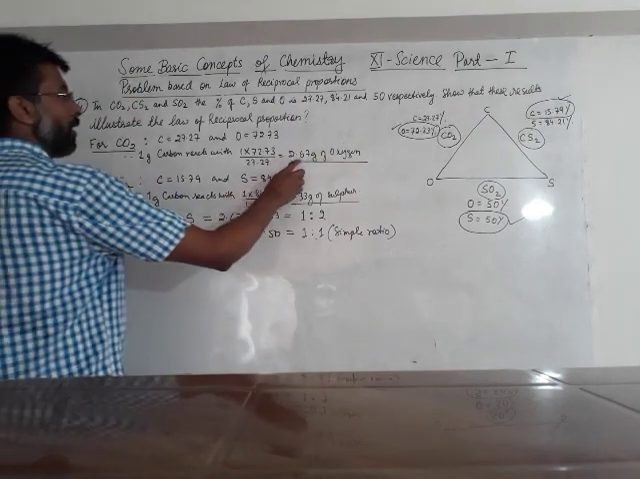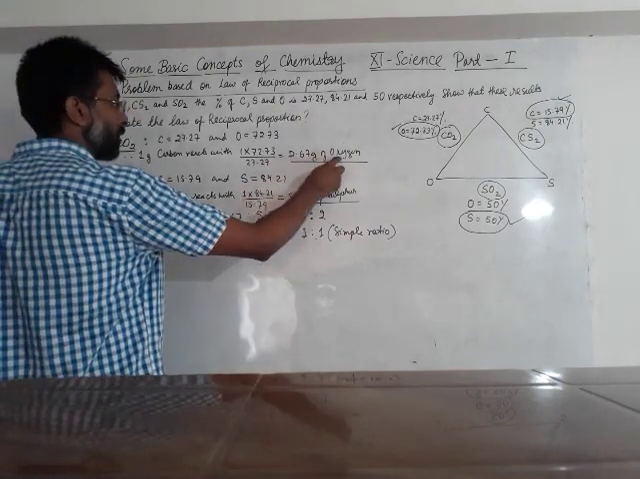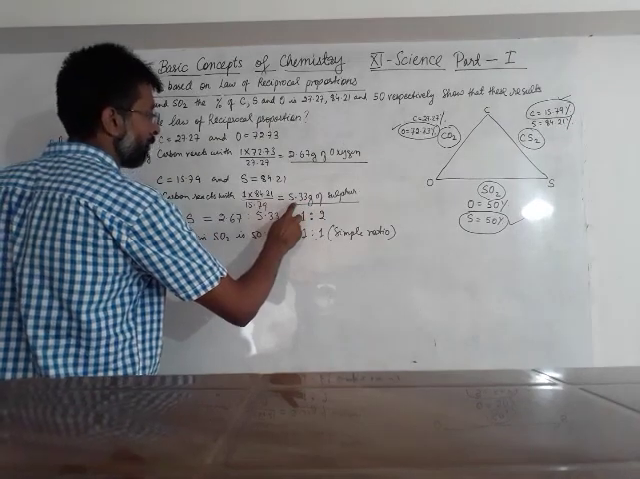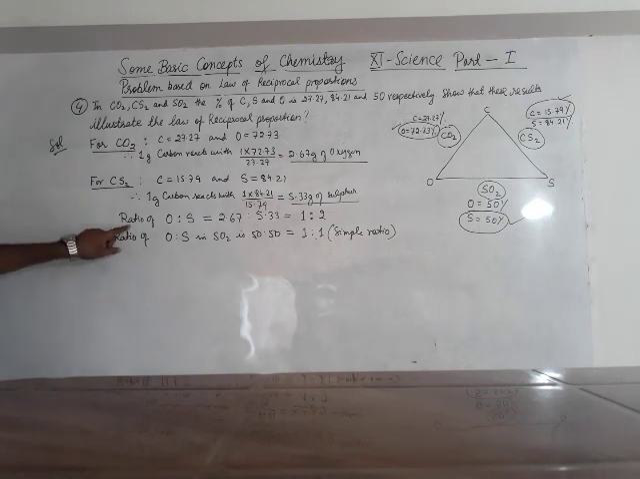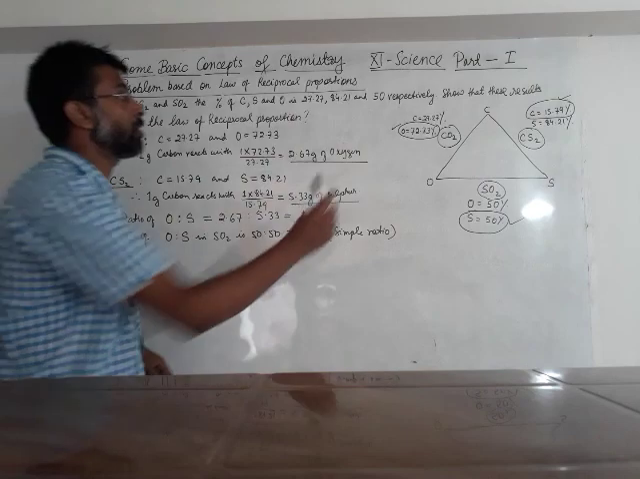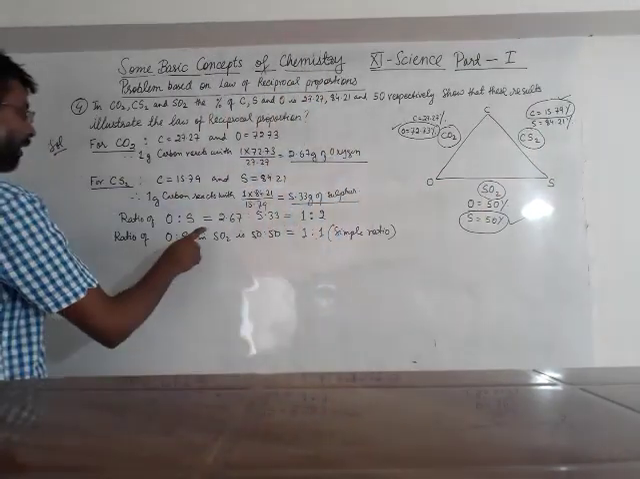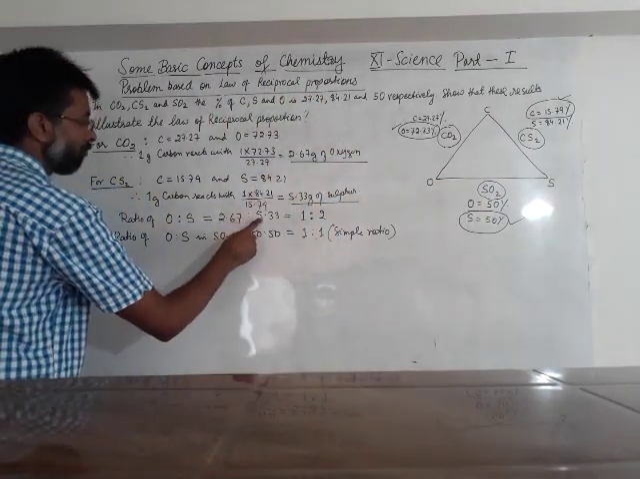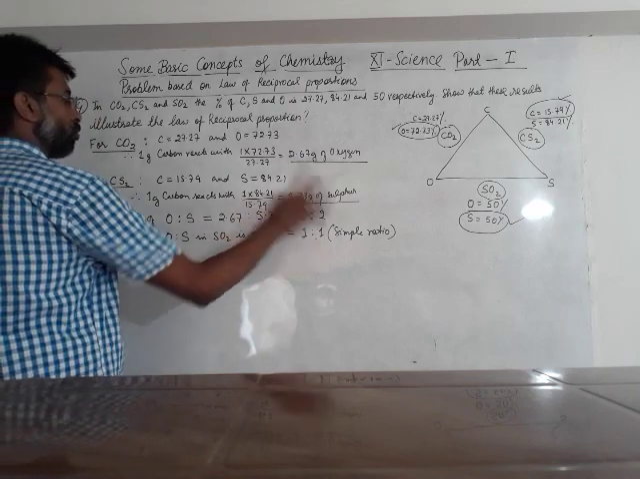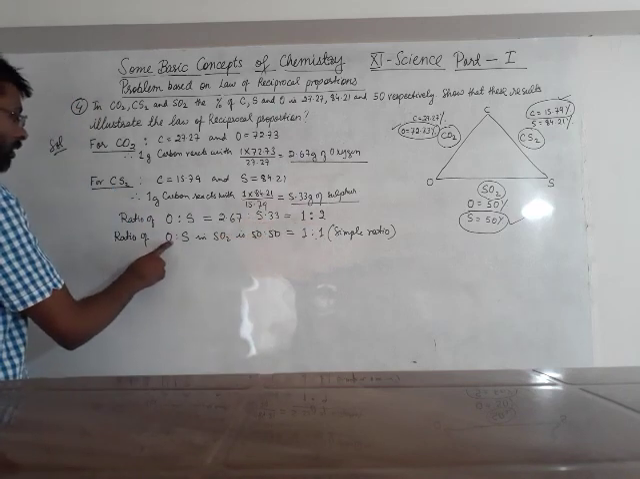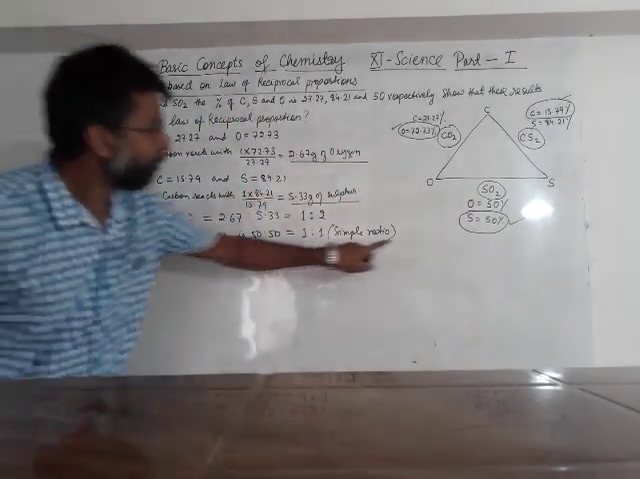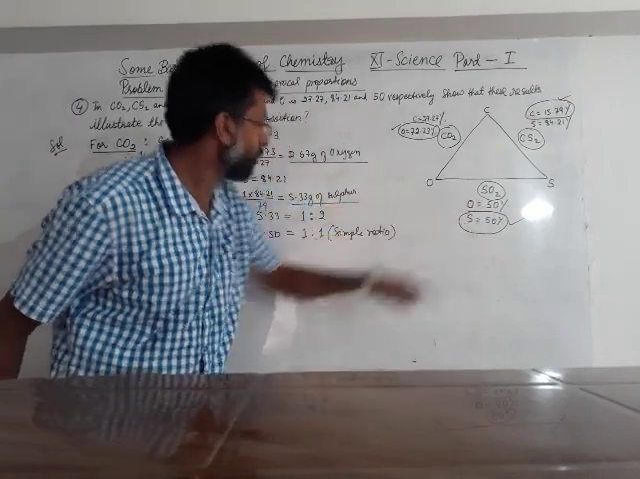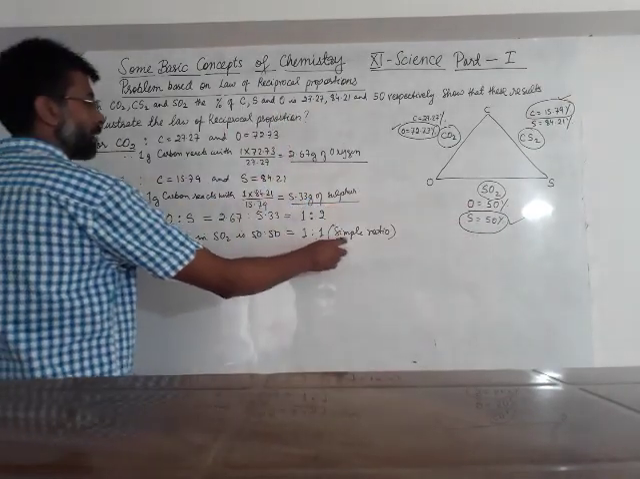So we have got the number of grams of oxygen and the number of grams of sulfur, so we can give this as a ratio. Ratio of oxygen to sulfur in these two compounds will be 2.67 to 5.33. That will be 1 to 2. Ratio of oxygen to sulfur in the third compound, sulfur dioxide, if you look at it, it is 50%. So it is 1 to 1. That is a simple ratio.